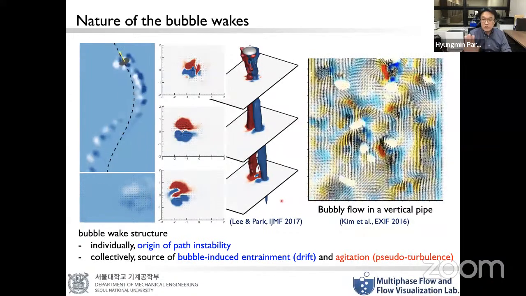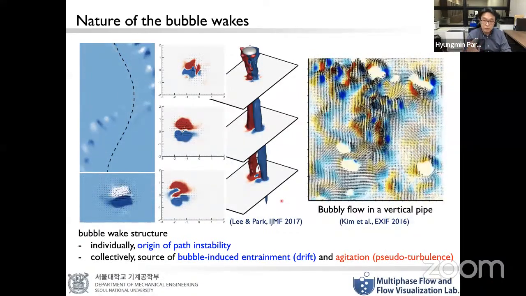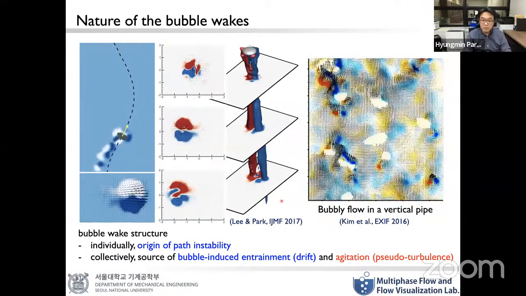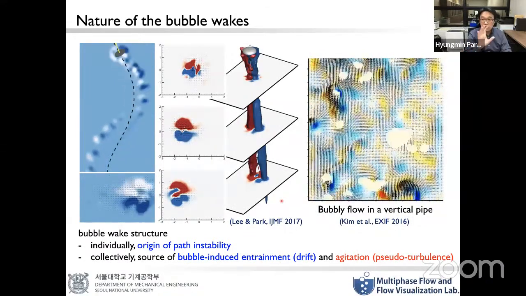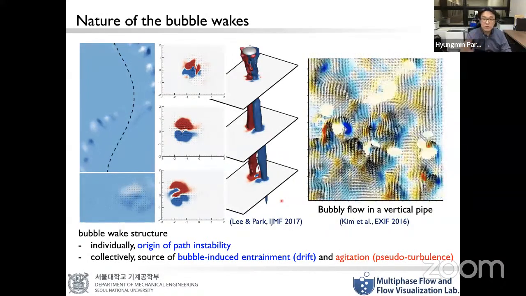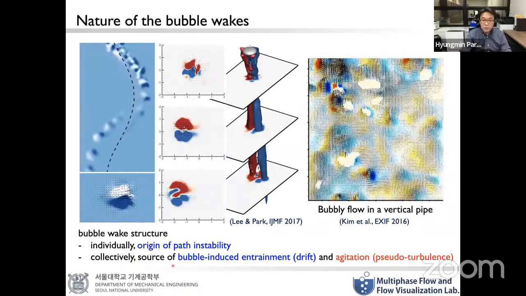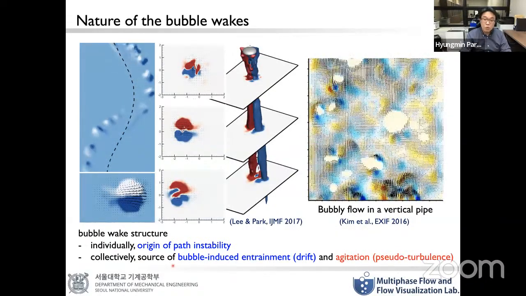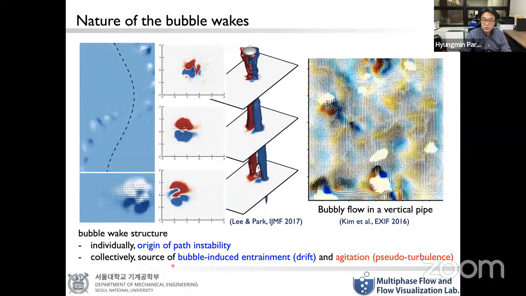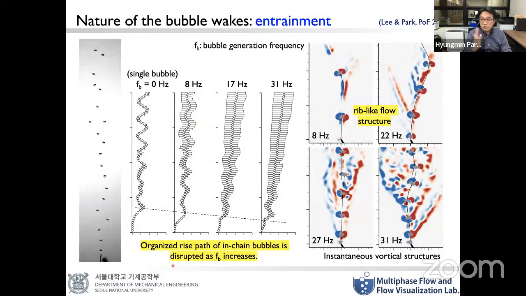But as you can see in the movie on the right-hand side, which is what we measured in the bubbly flow in a vertical pipe, the individual wake structures have some collective effect, and we know that it is the source of the bubble-induced entrainment or bubble-induced agitation, so-called pseudo-turbulence. So let's try to increase the number of bubbles.